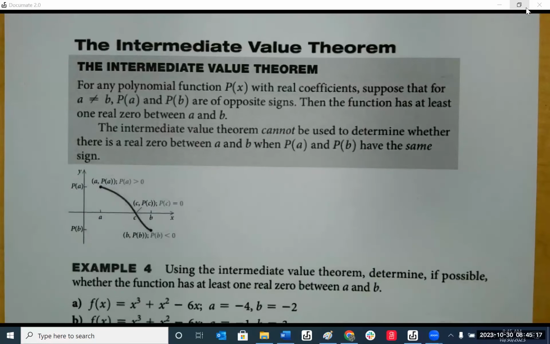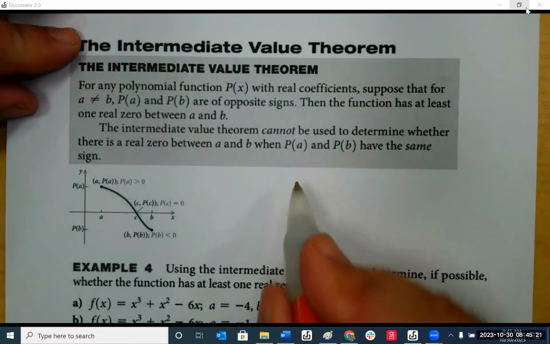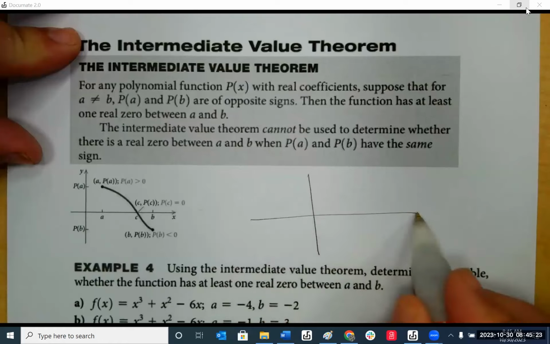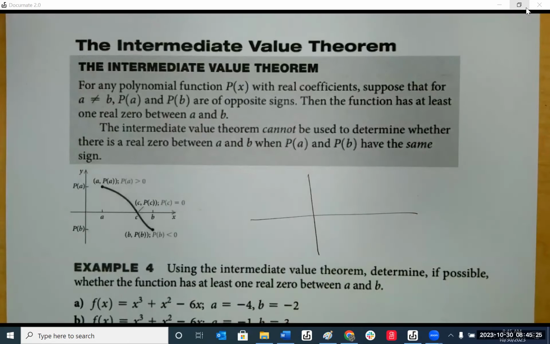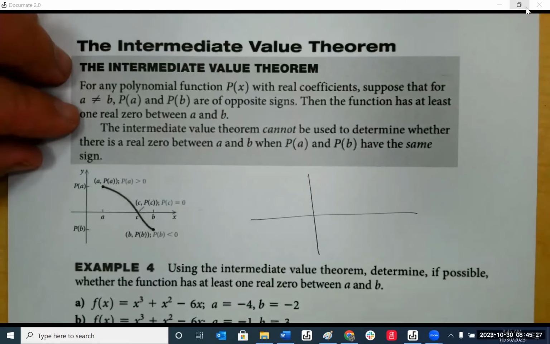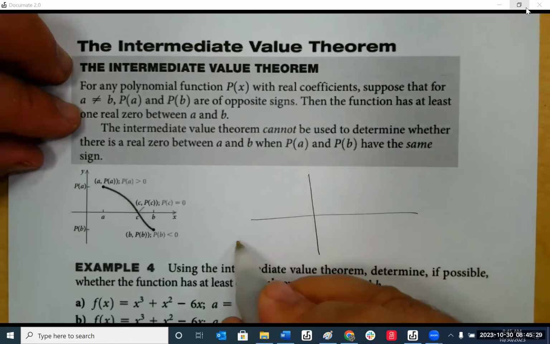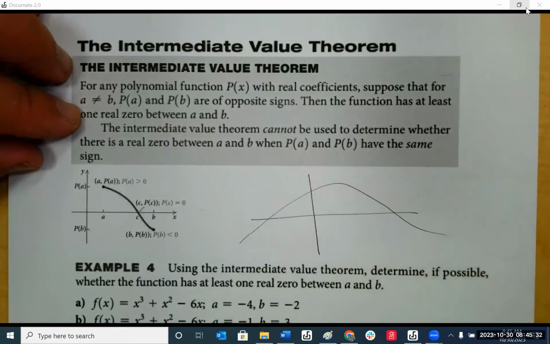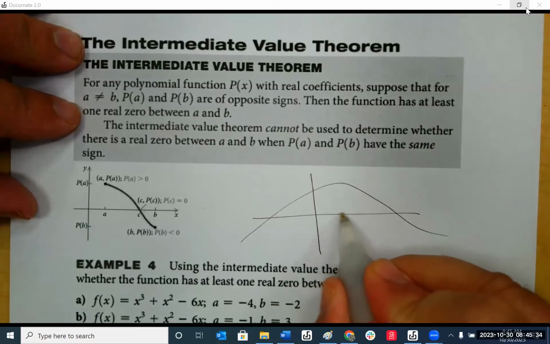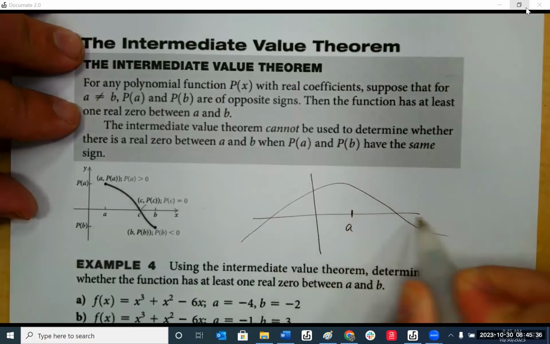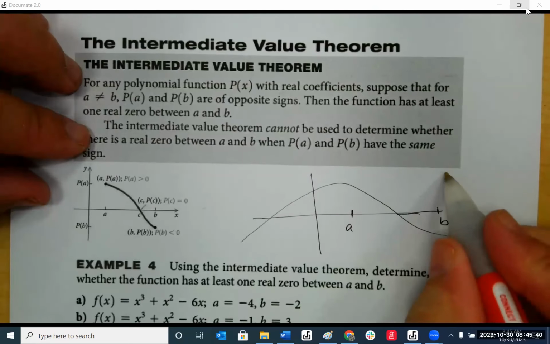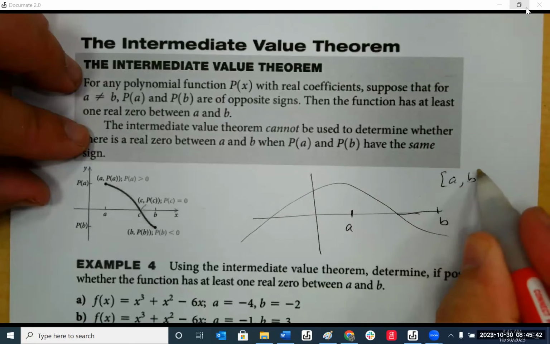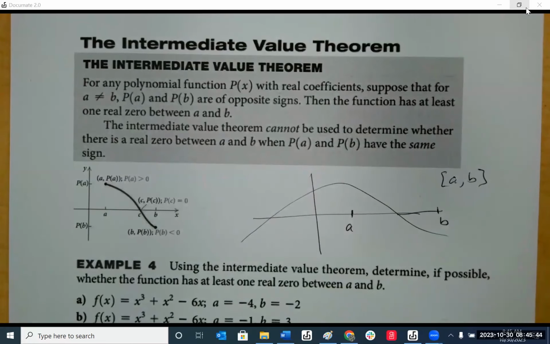The intermediate value theorem says this. I'm going to read the whole thing, but basically what it says is this. If we have a function that's continuous, there's no break nor anything in there. Let's say it looks like this. And we have two numbers, A and B. Now, that's our domain. We're only looking at the graph inside A and B.